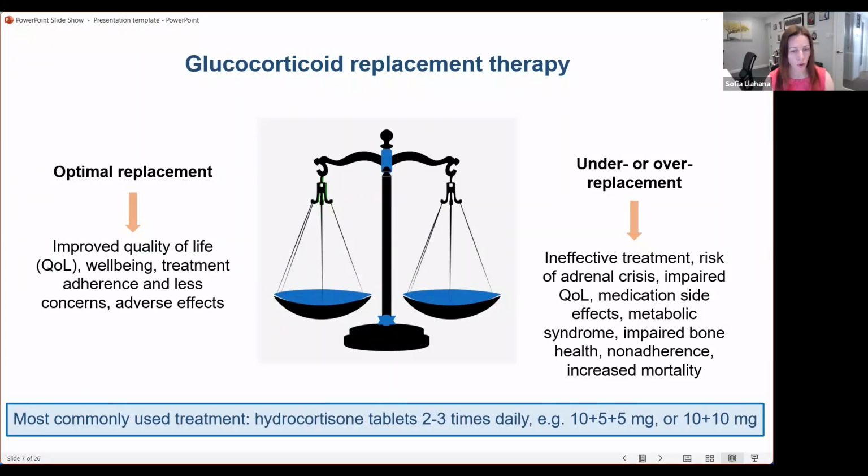So I mentioned the most commonly used treatment for adrenal insufficiency is hydrocortisone tablets. Most people with pituitary conditions will take hydrocortisone 2 to 3 times daily, split in doses such as 10, 5, and 5 milligrams, or 10 and 10. But this can vary vastly from individual to individual.